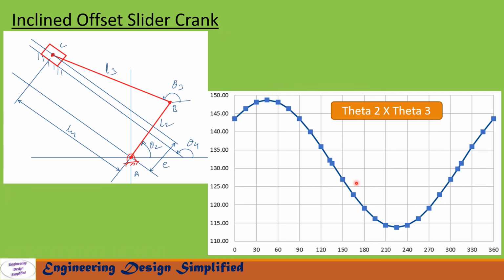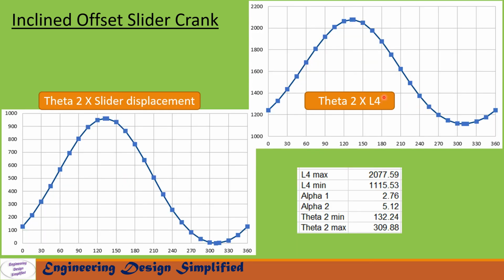In this graph, we plotted theta 2 versus theta 3. Theta 2 along horizontal, 0 to 360 degrees, along vertical theta 3. So between 30 and 60 degrees, theta 3 reaches some maximum value, and similarly between 210 and 240 degrees it will reach a minimum value.